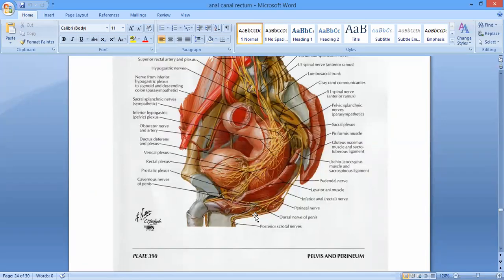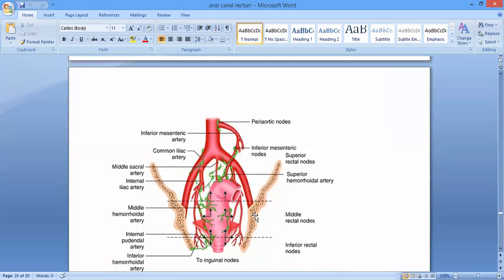Okay. Whereas as far as the lymphatic drainage is concerned, I told you before that the lymphatics will travel upwards. Where will the lymphatics go? Where was the blood supply coming from?